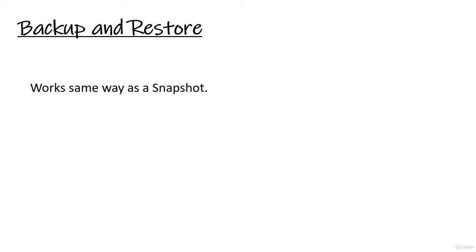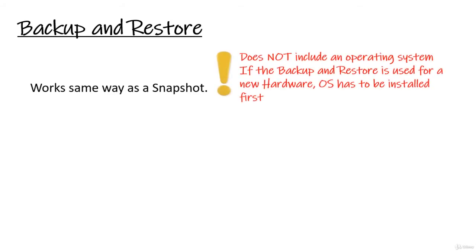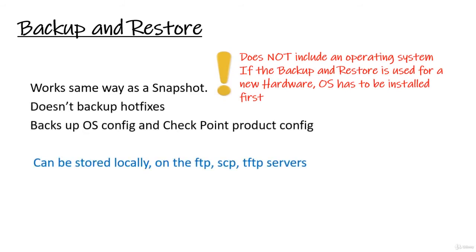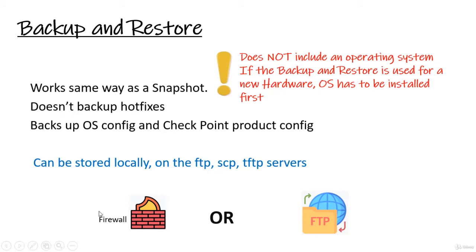That's why when you import a backup file to a new appliance, you have to install the operating system first. Whilst during snapshot recovery, you don't have to install the operating system first. You can if you want to, but you don't need to. That's the main difference. The process is way lighter. It also doesn't back up hotfixes, and I want to point this out because they're part of the operating system. It can be stored locally on your firewall appliance or on FTP, SCP, or TFTP servers.